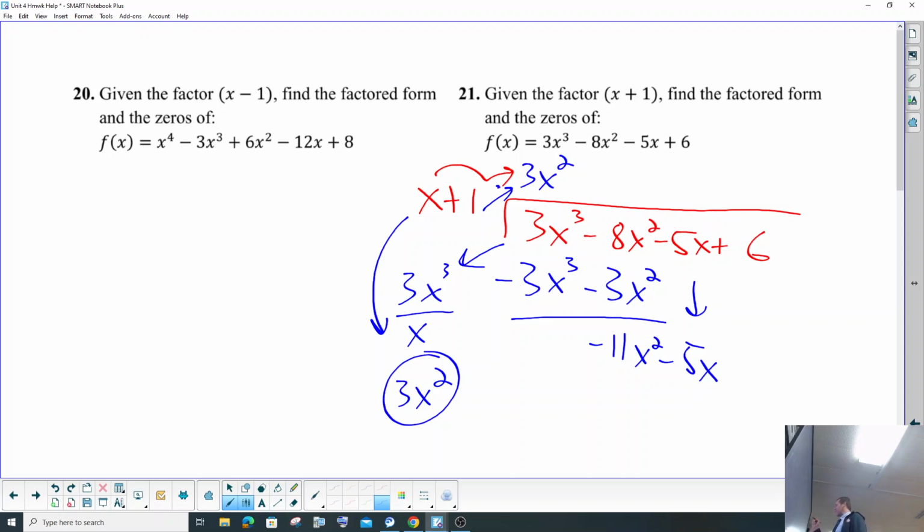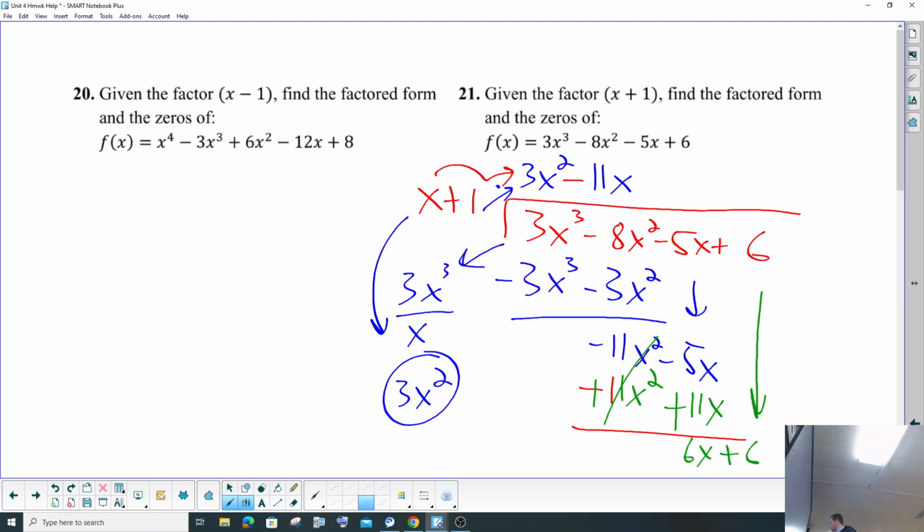What do we multiply it by? So a negative 11 and then x will give us a negative 11x squared. And then 1 times negative 11x is just a negative 11x. And then we change the signs. So that goes away. 11x minus 5x is 6x. Bring down the 6. There we go.